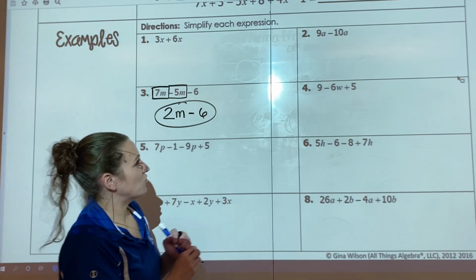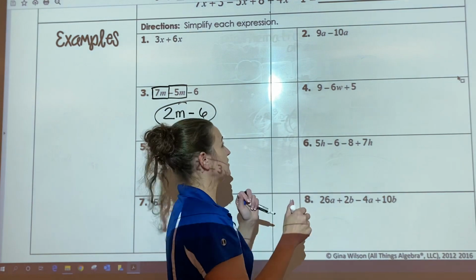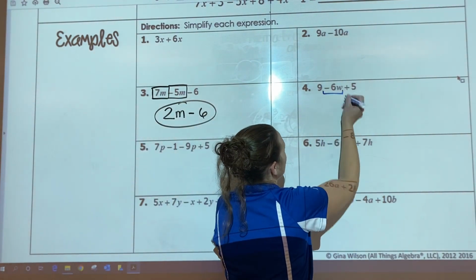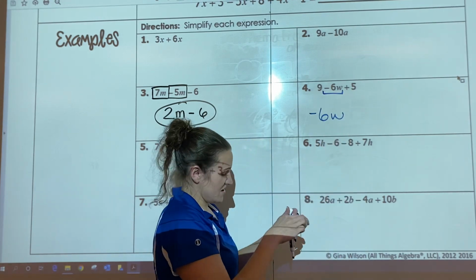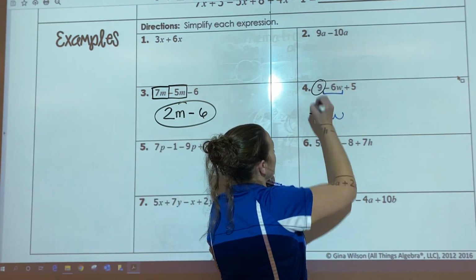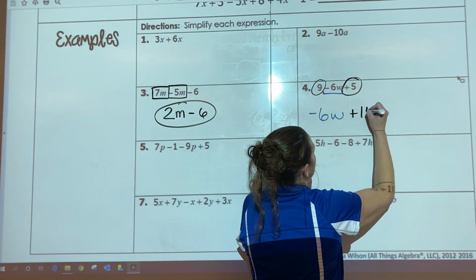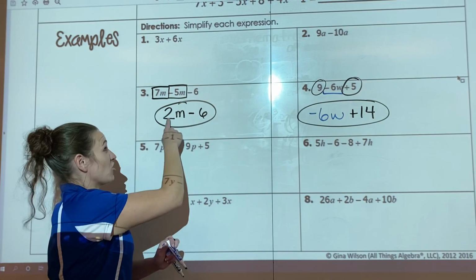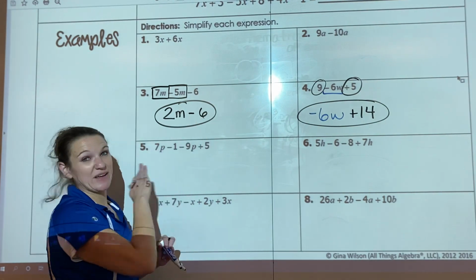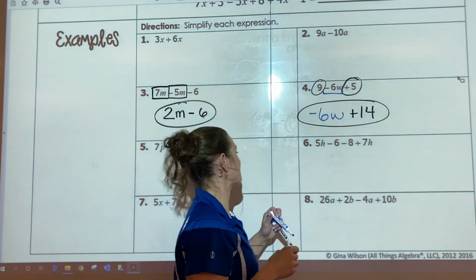All right, over here, I'm always looking to simplify my variables first. So since this has no like term with it, the negative 6w is going to come down. However, I have a positive 9 and a positive 5, which together give me 14. And we're good. Again, these aren't like terms because this doesn't have the n, so I can't combine them. These aren't like terms because this doesn't have the w, so I can't combine them.